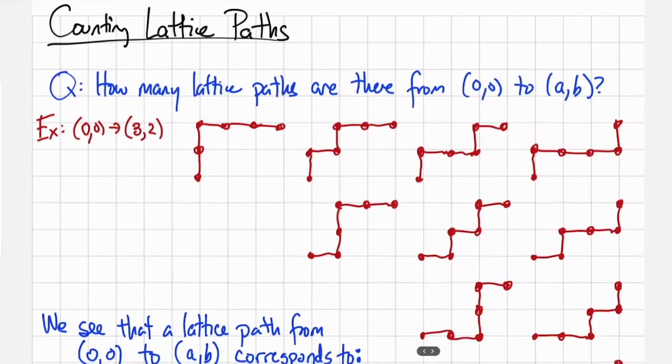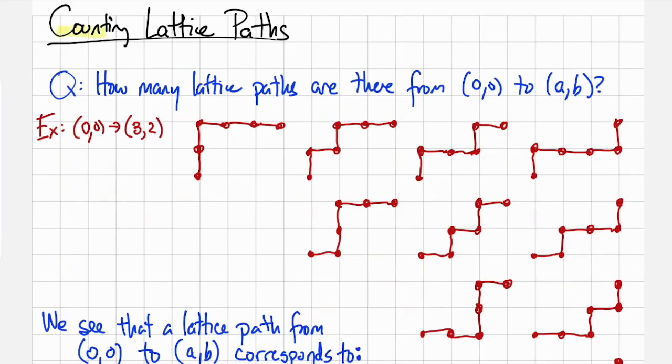Okay, so we've defined a set of objects. Now let's count them. How many lattice paths are there from (0, 0) to (a, b) for some point (a, b) in the lattice? Again, it's always useful to draw out some examples. So if we want to go from (0, 0) up to (3, 2), we could take 2 north steps and then 3 east steps. It's probably good to be organized about how we draw all the paths so that we don't miss any. So here are 4 lattice paths that go from (0, 0) up to (3, 2) that start off with a north step.